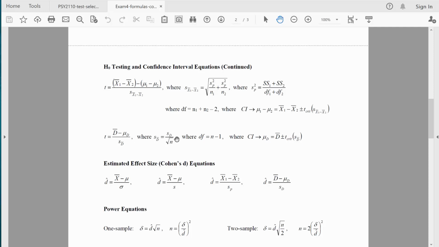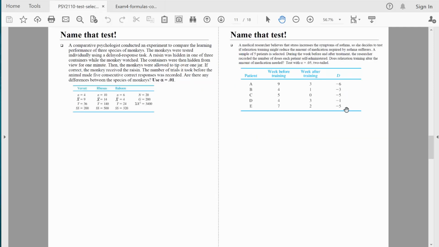Here's a formula for that. I would need the standard deviation of the difference scores. Here's my raw data. Could I compute a standard deviation of those difference scores? Of course I could. So in other words, I have all the information that I would need to compute that test. So the answer to this particular example is a related samples t-test.